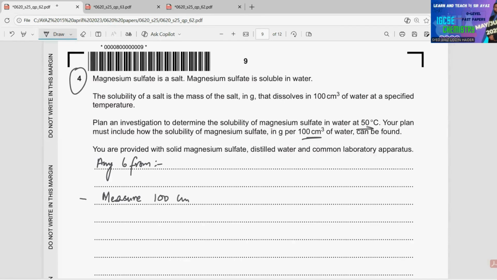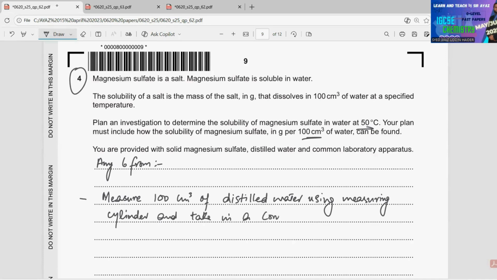Hundred centimeter cube of distilled water. You can write using measuring cylinder and take in a container. Name the container: beaker.